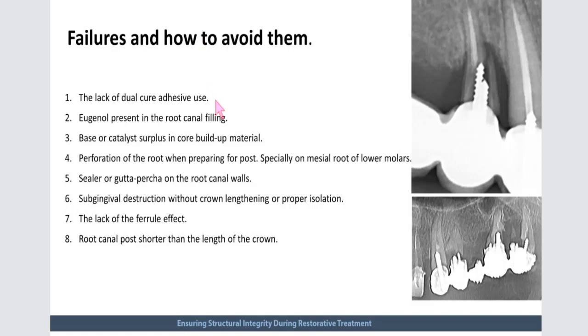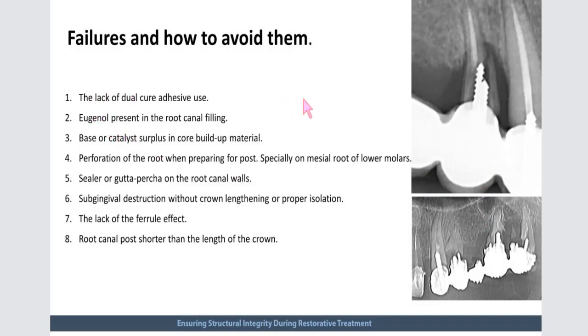Okay, some things about the failures and why core buildups fail. By the way, those cases were on the same day. Fractures happen all the time with a metallic post with screws. Because they don't have elasticity, they tend to create a lot of micro cracks inside the tooth. Even if you are not going to see the root fracture, there are always some micro fractures there.